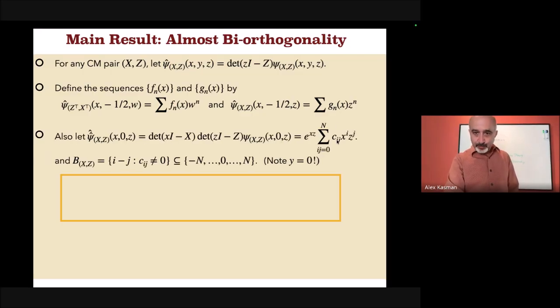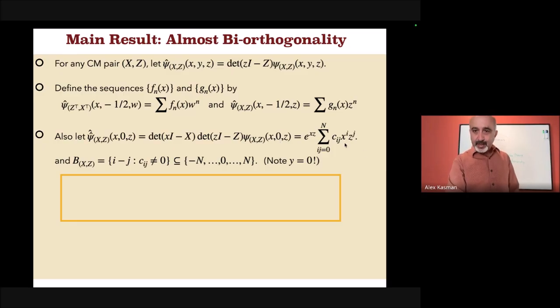To give more details, I also need this doubly normalized wave function. So this was normalized: I cleared the denominator of poles in z. This is just doubly normalized: I clear the denominator of poles in z and x. And the other weird thing about this, which is part of the mystery to me, is that these are evaluated at y equals -1/2. This one is evaluated at y equals 0.